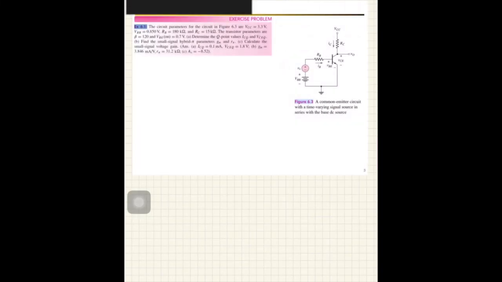Let's solve this problem here. From initial inspection, we can tell that the circuit is an NPN circuit because of the arrow pointing downwards. And let's fill out the variables that the problem gives us the values of. VCC is 3.3 volts. VBB is 0.85 volts. RB is 180K. RC is 15K. And VBE is 0.7 if it's on and forward biased.